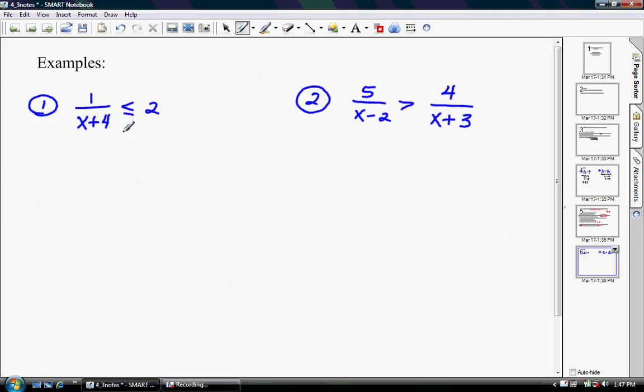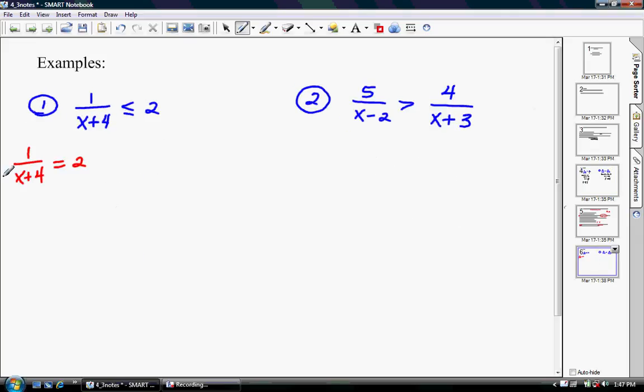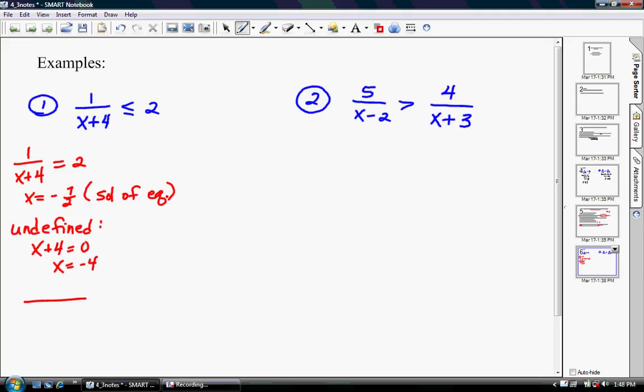So let's look at an example here. 1 over x plus 4 is less than or equal to 2. So step 1 would say we have to first solve the associated equation, which we just did, do you remember? And we found our solution to be negative 7 halves. Okay, so this is the solution of the equation. But the next thing we have to do is find out where the function is undefined. And it's undefined at the value that makes the denominator equal to 0. So where x plus 4 is equal to 0, or rather where x is equal to negative 4. So on the number line I would have to place negative 4 and negative 7 halves.